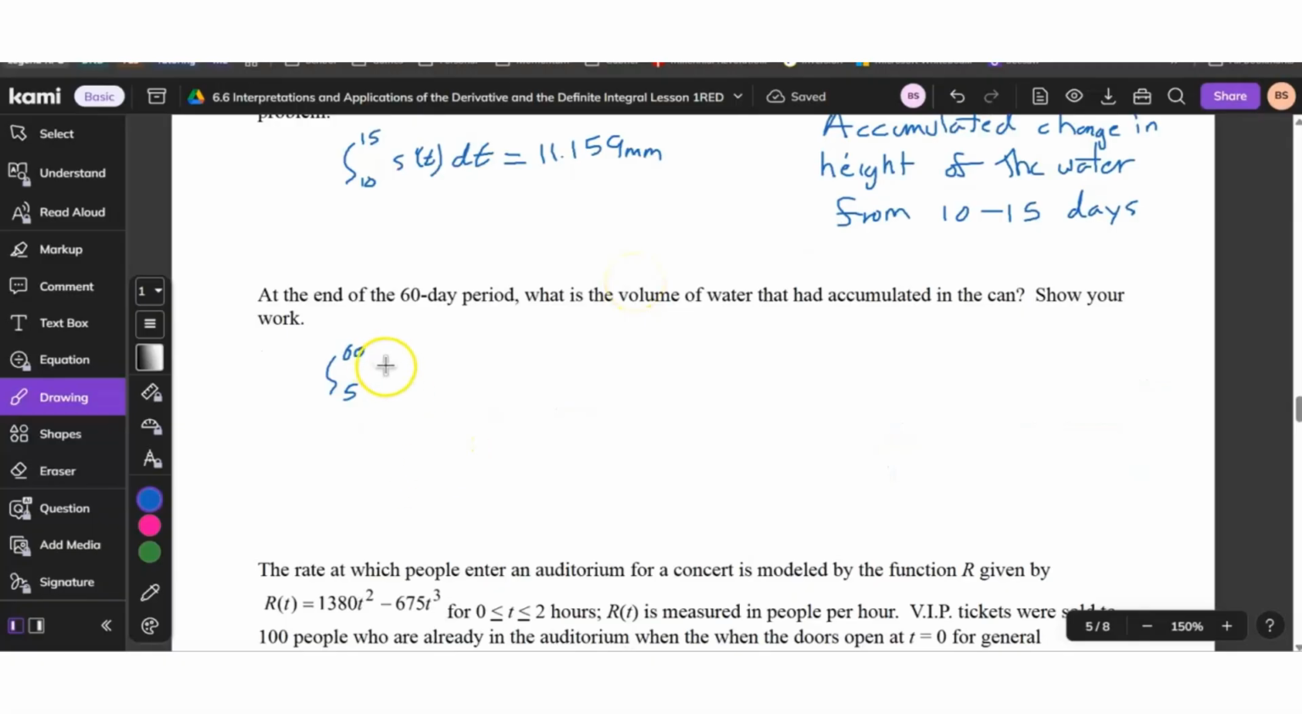So then I'm going to take the integral of s prime of t dt and make that equal to s of 60 minus s of 5. And I know that s of 5 is 3. And then I need to use my calculator to figure out what is the integral from 5 to 60?